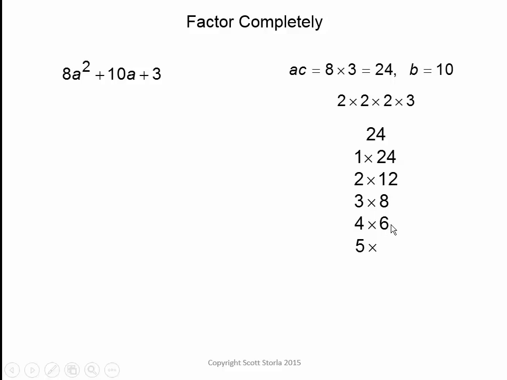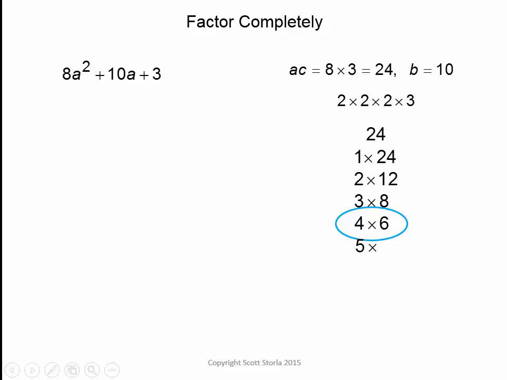To decide which is the right one, I'll start with my first choice. If the 2 was negative and the 12 was positive, it's true that that would add to 10, but it would multiply to negative 24. I need a positive 24. On the other hand, the 4 and the 6 add up to positive 10, but most importantly, they also multiply to a positive 24, which is what I need. So the right pair is 4 and 6.